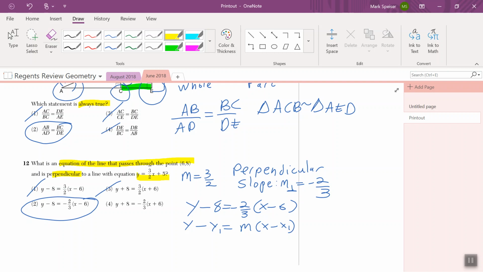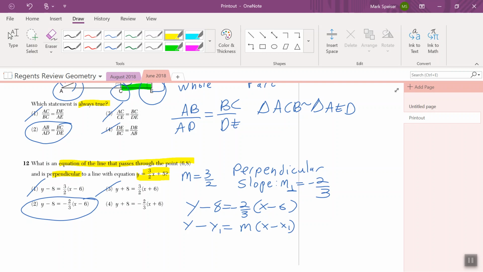Question 12. What is the equation of the line that passes through point (6,8) and is perpendicular to the line whose equation is y equals 3/2 x plus 5? So our original slope is 3 over 2. That means our perpendicular slope is -2 over 3, or -2/3. You look at your equations, choice 1 and 3 have the wrong slope, so you can cancel them out, leaving choice 2 and 4.